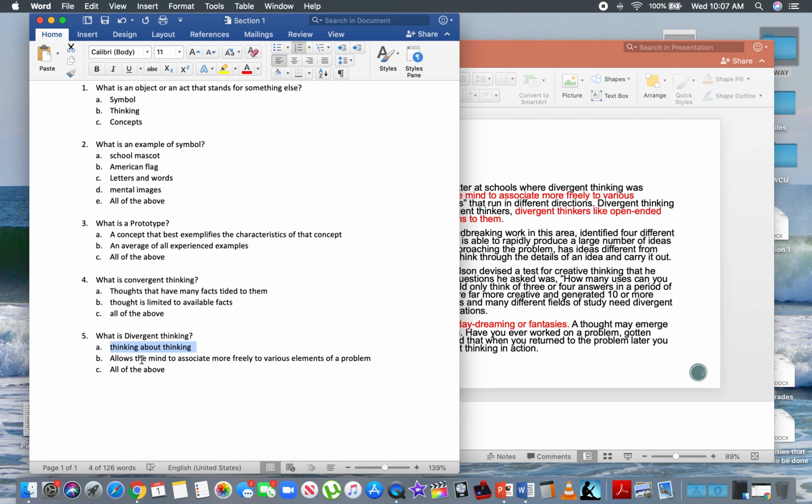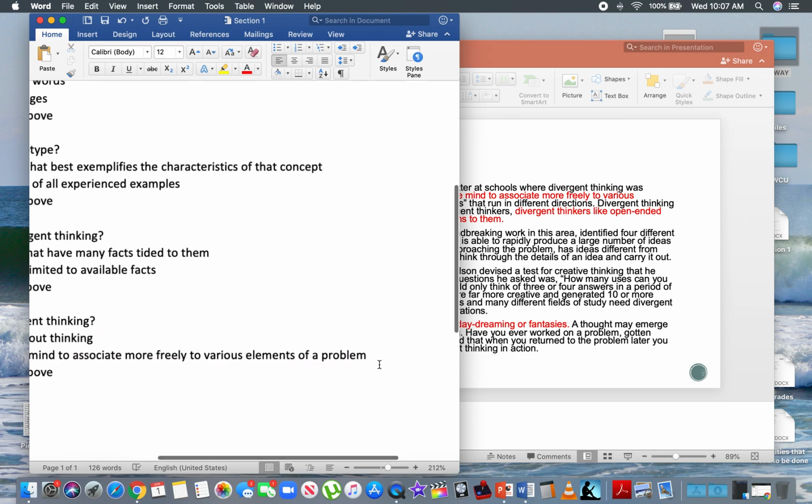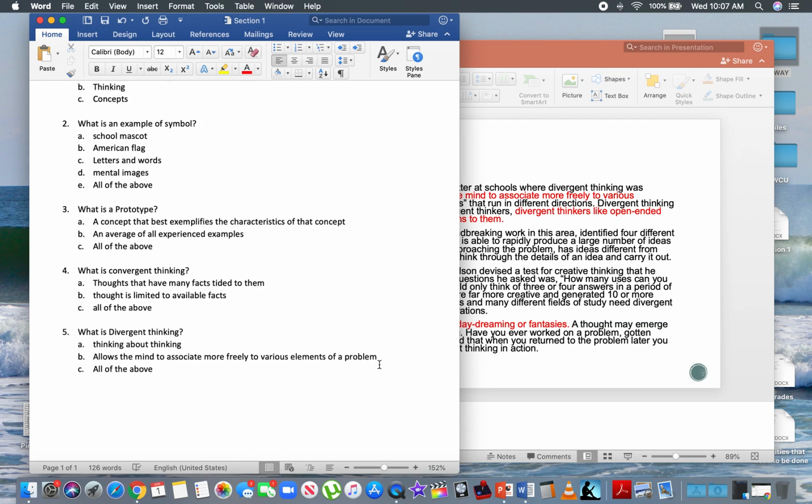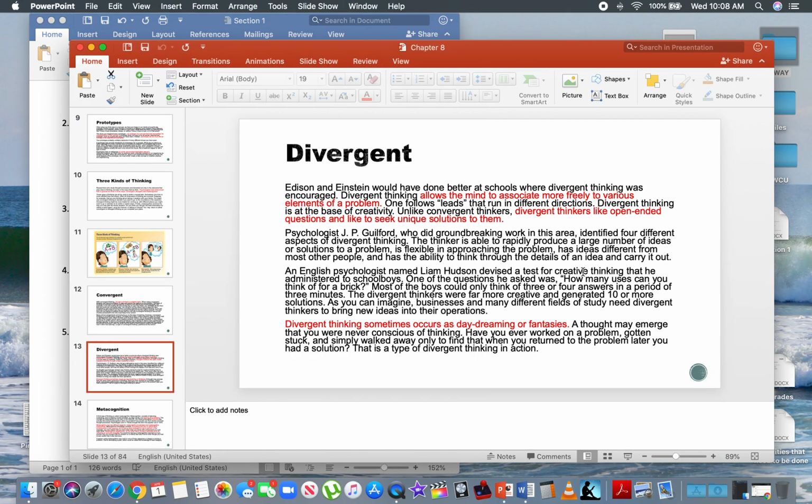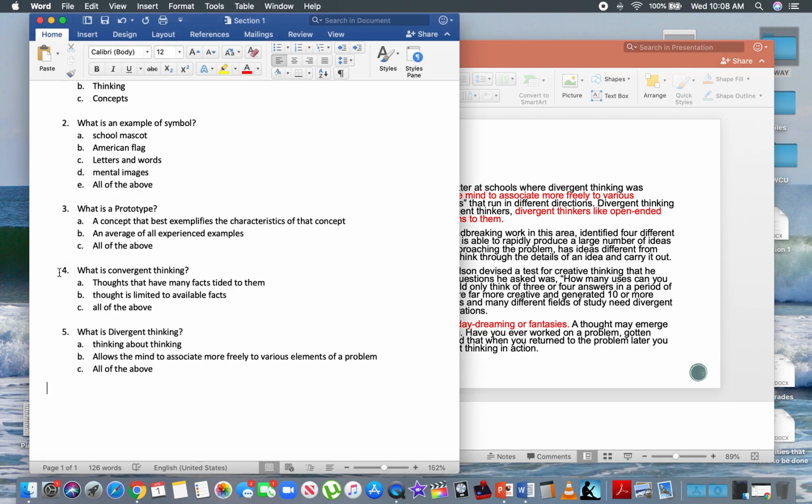What is divergent thinking? Number 5. What is divergent thinking? Allows the mind to associate more freely to various elements of a problem. Okay, so when you're a divergent thinker, one thought leads to a different direction. So you're creative if you're a divergent thinker. Number 5 is B.